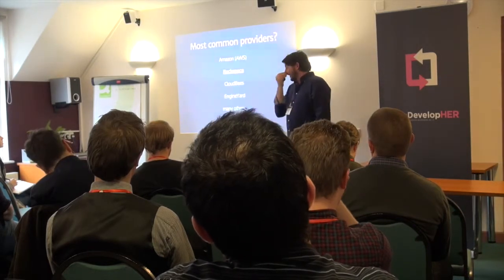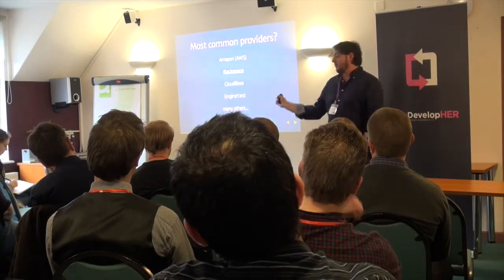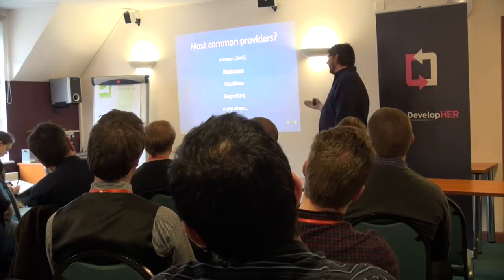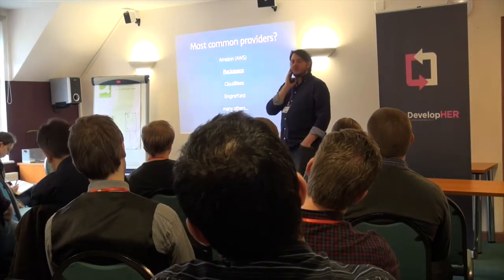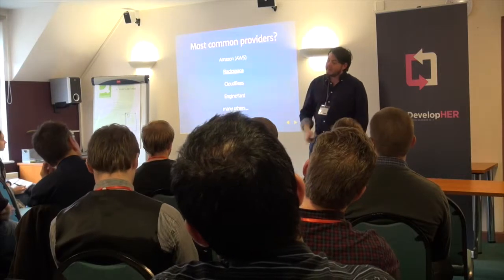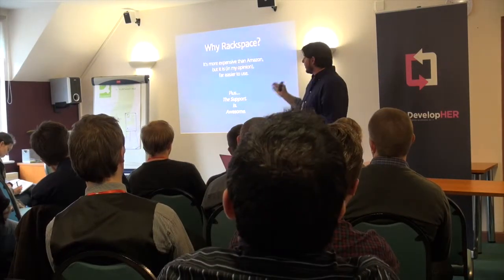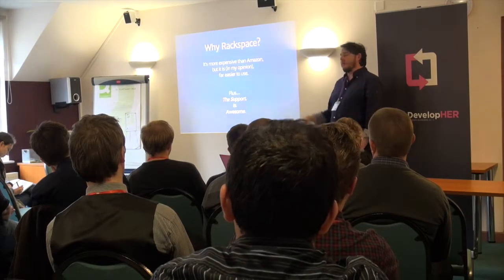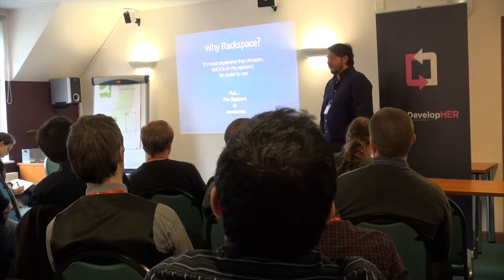So the most common providers: Amazon, a lot of people have used Amazon. Rackspace, I just mentioned. There's a few others, CloudBees, Amazon Yard. I'm going to concentrate on Rackspace. They're the ones that we use the most for this kind of stuff. There's a couple of reasons for that. One of the reasons a lot of people tend to use Amazon more than the other services is that they're cheap. They are very cheap.